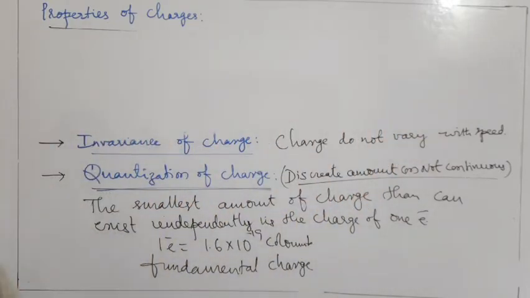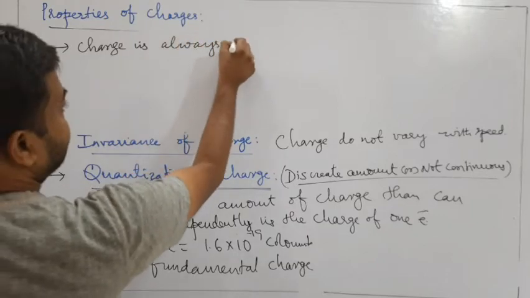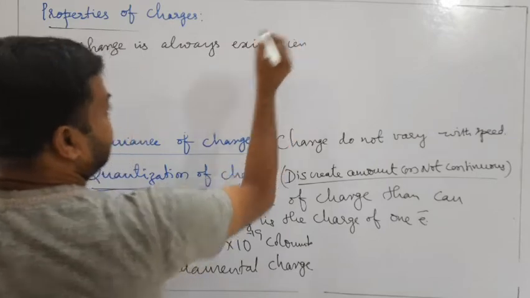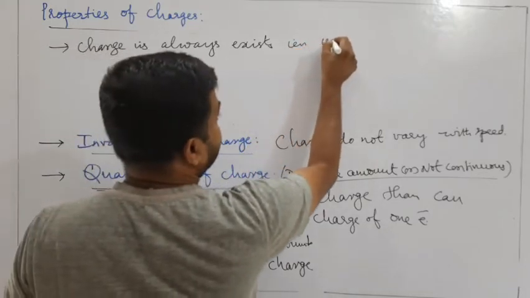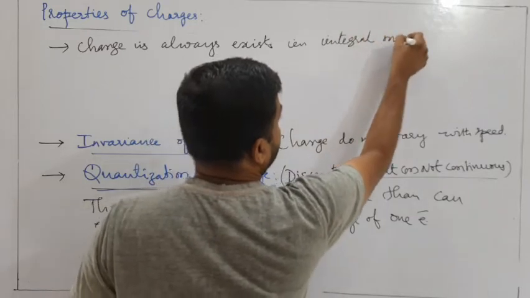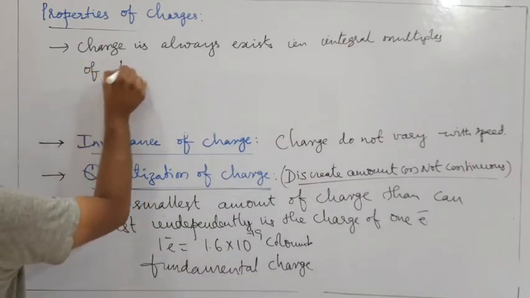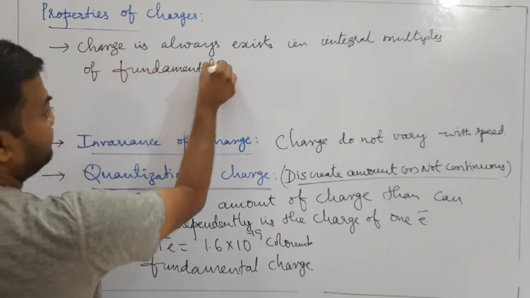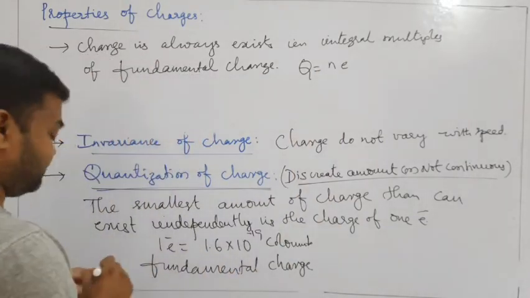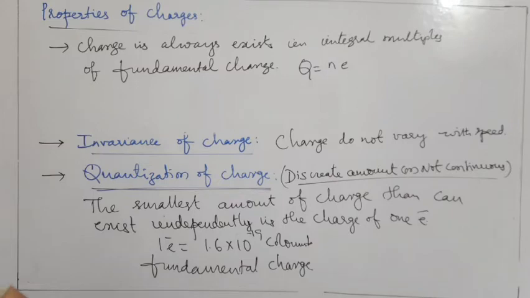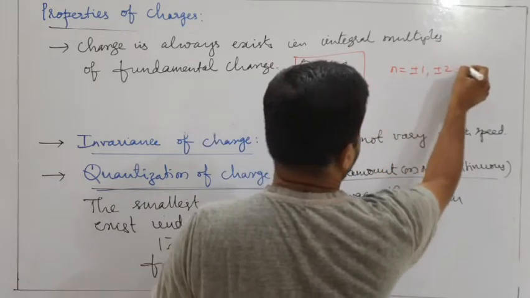Here charge always exists in fixed amounts, or in integral multiples. Charge always exists in integral multiples of the fundamental charge. Integral multiples of the fundamental charge means Q is equal to Ne, where n is an integer, that is plus or minus 1, plus or minus 2, and so on.